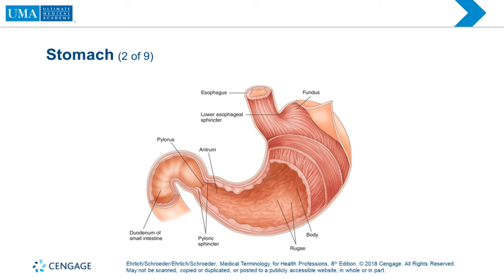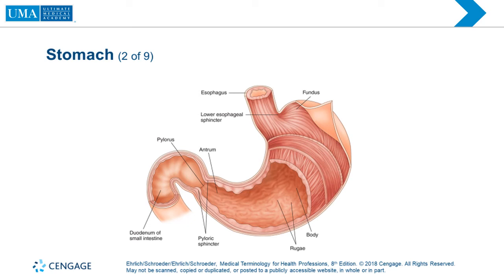Now take a look at the rugae. These are the folds in the lining of the stomach. These folds will allow the stomach to increase and decrease in size. Next, the gastric juices. These are made up of enzymes as well as hydrochloric acid, and these aid in the beginning of our food digestion.